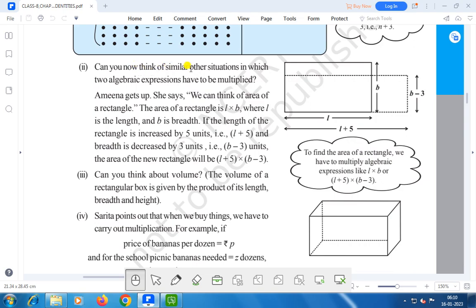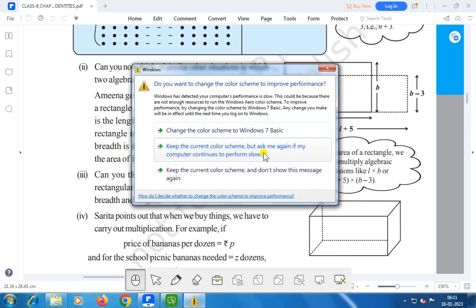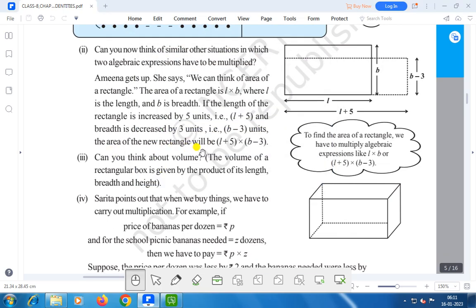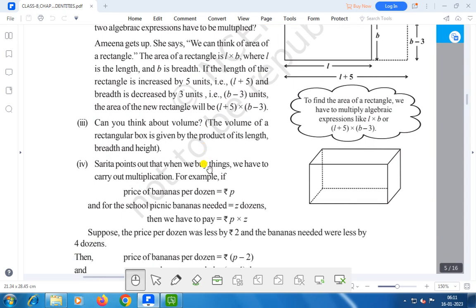Can you think of similar other situations in which two algebraic expressions have been multiplied? Amina gets up. She says we can think of the area of a rectangle. The area of a rectangle is length into breadth, where l is the length and b is the breadth. If the length of the rectangle is increased by 5 units, l plus 5, and breadth is decreased by 3 units, b minus 3, then the area of the new rectangle will be (l plus 5) into (b minus 3).